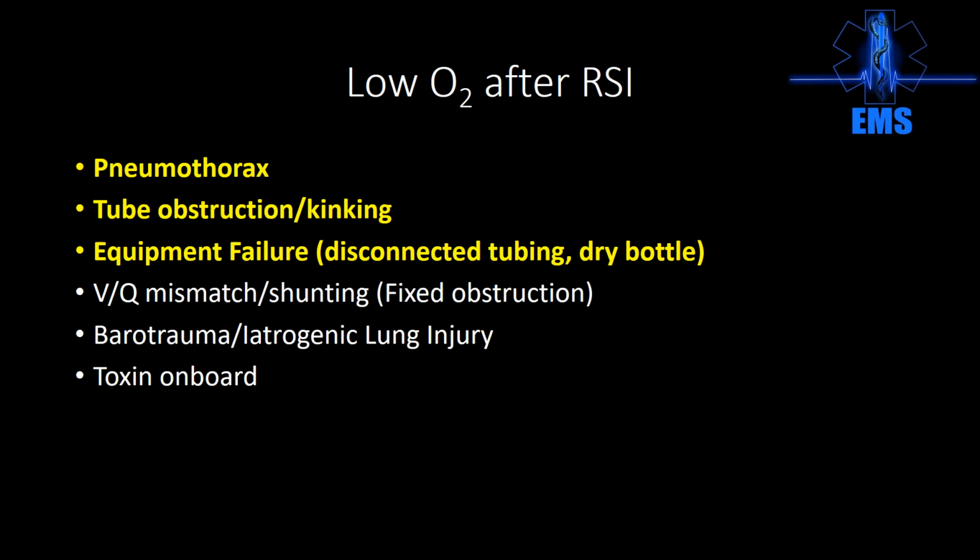Barotrauma or iatrogenic lung injury, that's up there with pneumothorax, but you can still get barotrauma without causing a pneumothorax, and this comes from overzealous bagging, trying to push all 1,000 milliliters that's in that bag through that patient's lungs. Lastly, it's a toxin on board. They may have methemoglobinemia, or they may have chlorine inhalation, or they may have something that's causing massive pulmonary edema that falls into a diffusion problem that causes low oxygen. There's not a whole lot you can do about that.